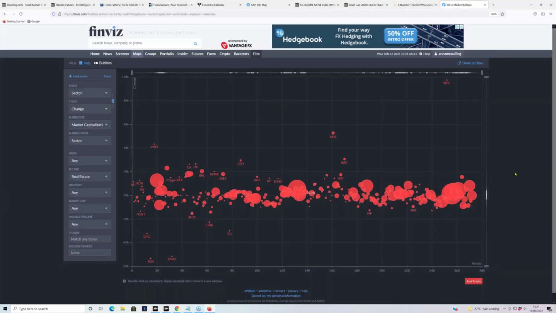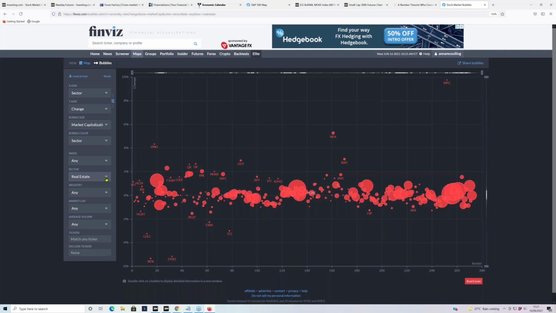In case you missed it a couple of weeks ago, FinViz, a fantastic site, has this wonderful feature whereby you can choose sectors. Let's have a look. You can go in from any index, and I've chosen real estate, because the chart I chose was from real estate.